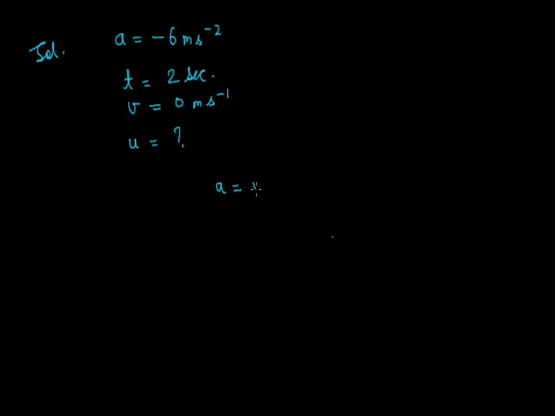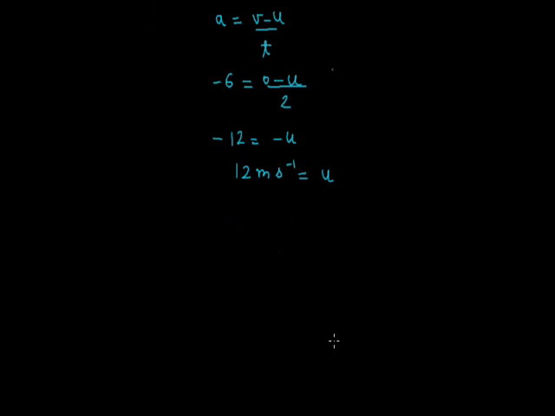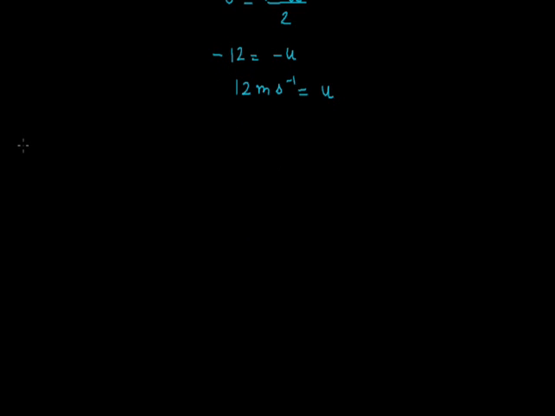So A is equal to V minus U by T. This is the formula. On keeping the values, we get minus 6 equal to V, that is 0, minus U by T, that is 2. On solving this we get minus 12 equal to minus U, and on evaluating we get 12 meter per second as the initial velocity of the car. Means initially the car was traveling at a speed of 12 meter per second. Now let us discuss another question.